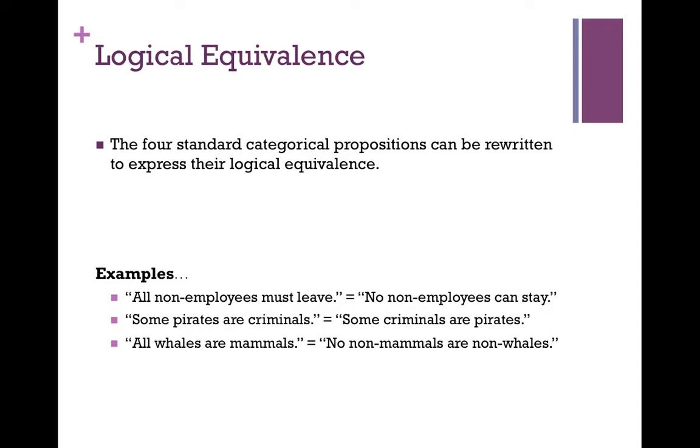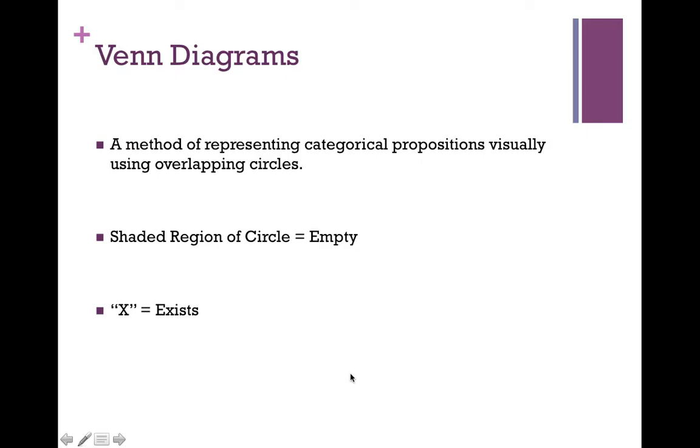Now, when it comes to figuring out equivalence between categorical propositions, as I said, it can be a bit tricky. And looking at something like this, it just might not be intuitive to you. And we have a tool that we use in order to determine whether or not two categorical propositions are logically equivalent. And this is the method of using Venn diagrams.